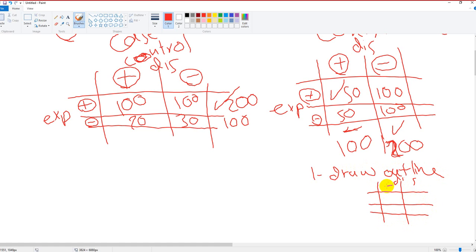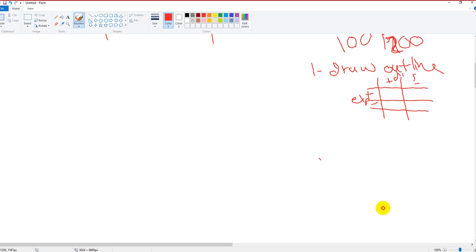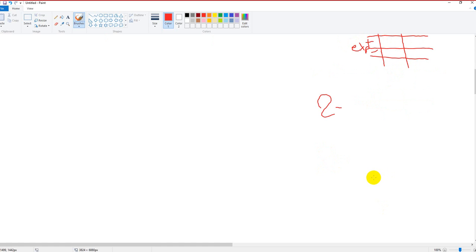Disease positive, negative, and positive, negative, exposed. And number two, put on the, how would you understand the question? Fill in the tables, and then construct the laws. The law for the relative risk, put the numbers. Number three, put the laws.